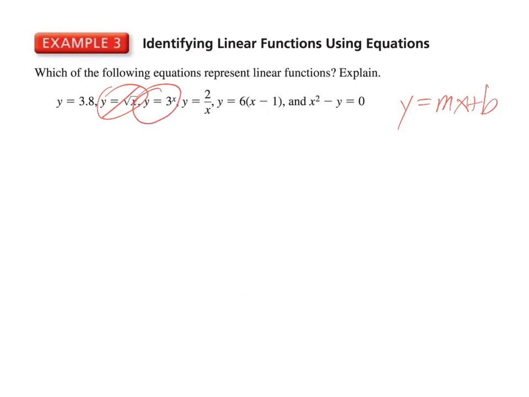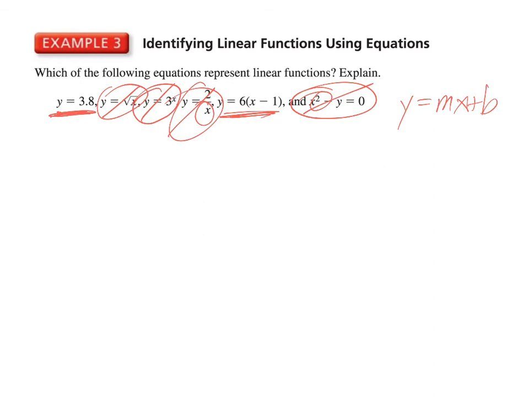This one has an exponent. If it has an exponent, it can't be a linear function. This one has x on the bottom. x is supposed to be on the top, so that can't be a linear function. And let's see, what do we have here? Maybe, we'll work with that in a second. Here we have x squared. Once again, we have an exponent greater than 1, so that can't be a linear function. So it's in between these two here.